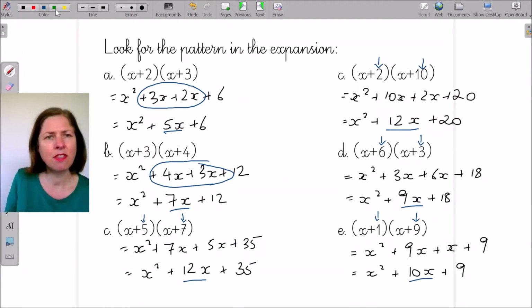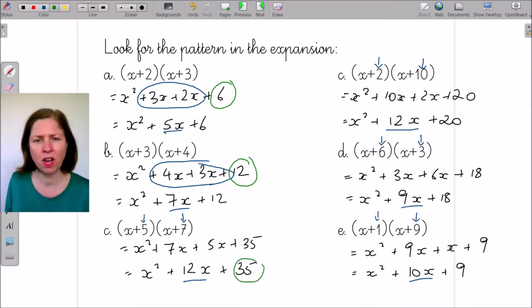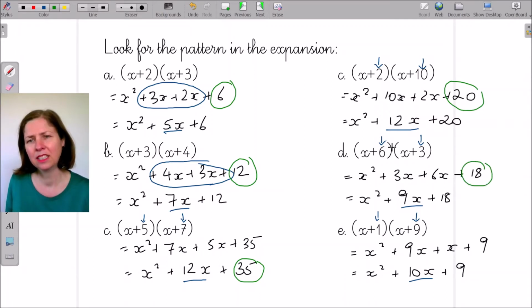Now, the other thing that we look at is the last term. The last term here is 6, which is the 2 times the 3. The last term here is 12, which is 3 times 4. The last term here is 35, which is 5 times 7. Here we've got 20, which is 2 times 10. Here we've got 18, which is 6 times 3. And here we've got 9, which is 9 times 1.